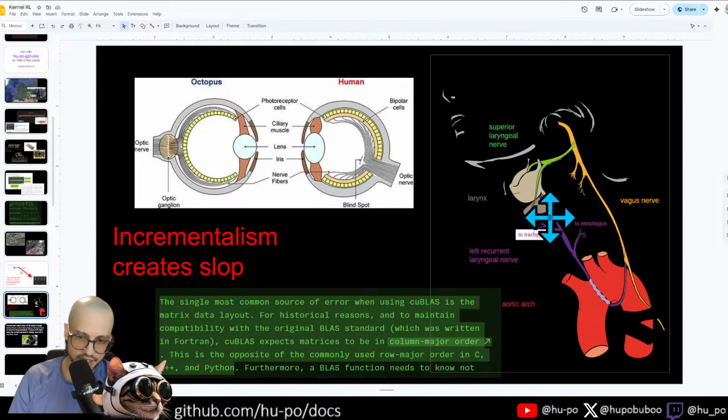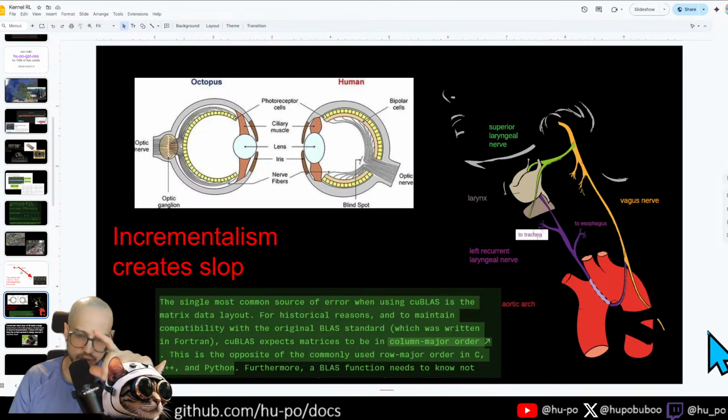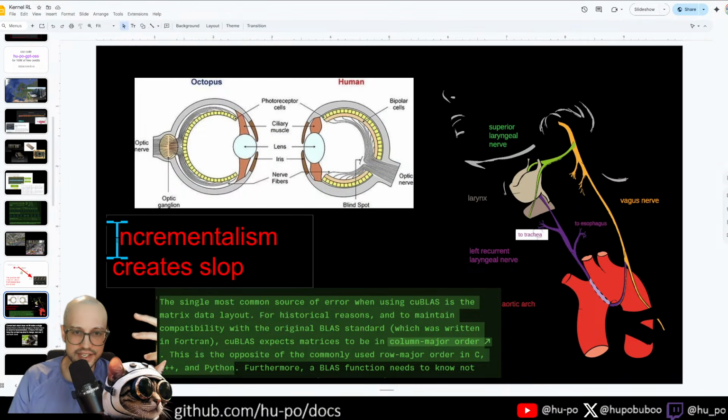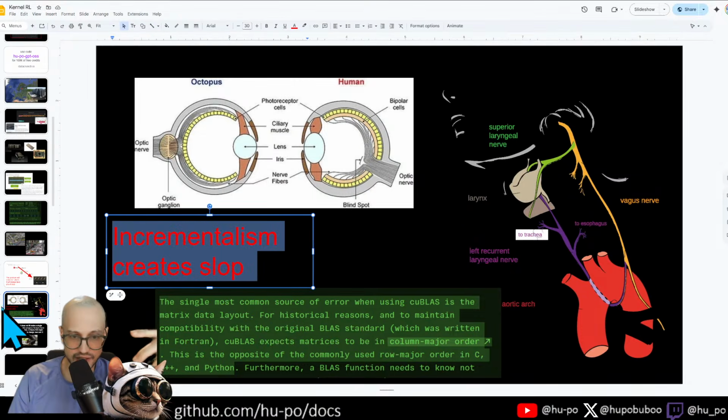Right? Here's a similar situation. I don't know if it's just mammals, but every single mammal has these really inefficient cable designs where, for example, you have a nerve that goes all the way underneath the aortic arch. Even a giraffe has this as well, which doesn't make any sense. But the reason this happens is because this kind of incrementalism creates slop, right?